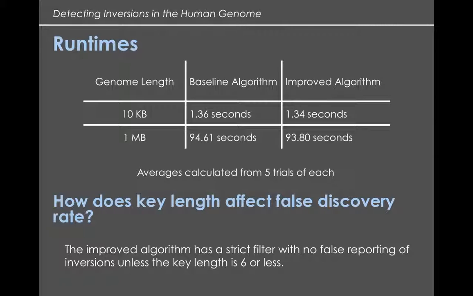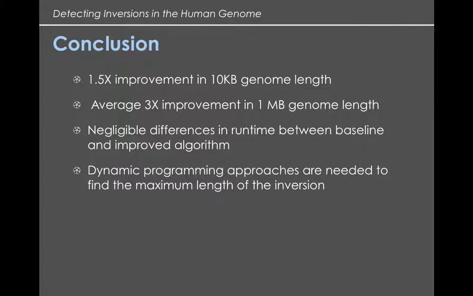I also tested different key lengths. My original optimal key length is 8, and I tested 6 and 10 to see whether it would improve or worsen my accuracy, and I found that it didn't make a big difference. However, when I used a shorter key length, I tended to find more false positives. So overall, there is an improvement. The most dramatic improvement was in the 1 million base pair genome. The accuracy improved by 3 times. Meanwhile, in the shorter genome, it improved by 1.5 times.